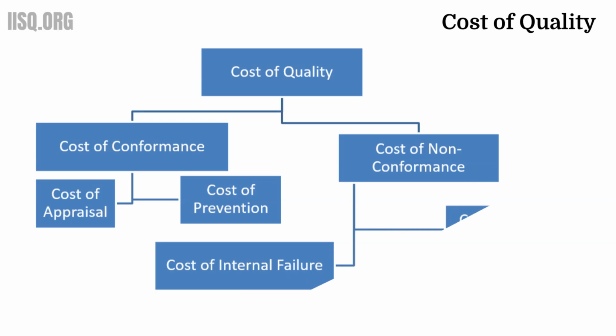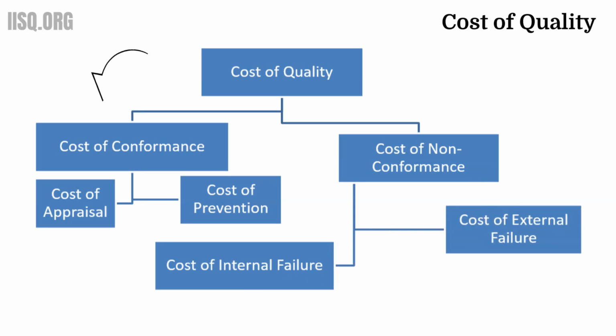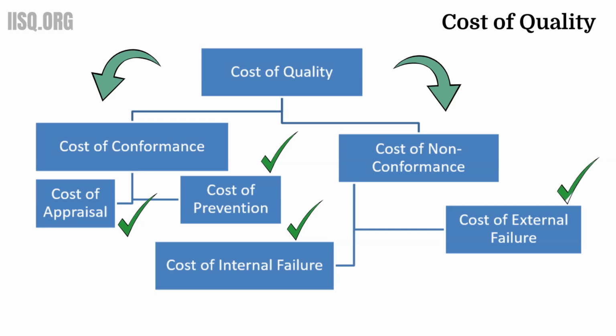Now let us understand the many types of the cost of quality. Cost of quality can be subdivided into the cost of conformance and cost of non-conformance. The cost of conformance is further subdivided into the cost of appraisal and the cost of prevention. Similarly, the cost of non-conformance is further subdivided into the cost of internal non-conformance and the cost of external non-conformance.